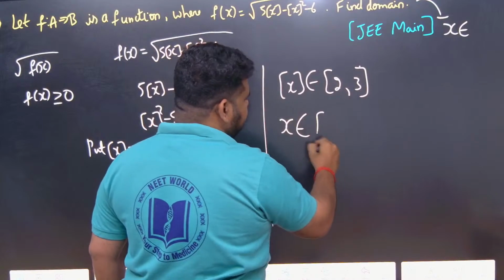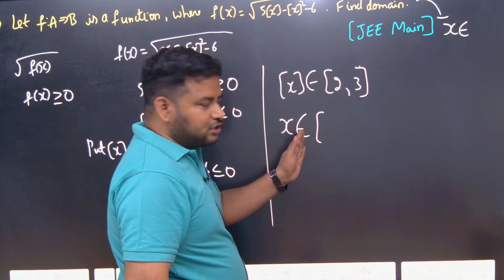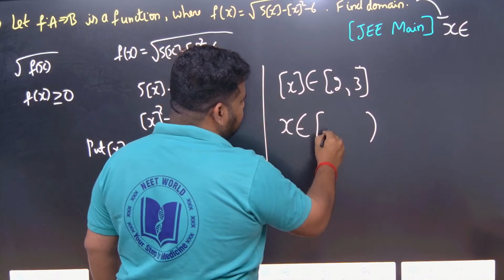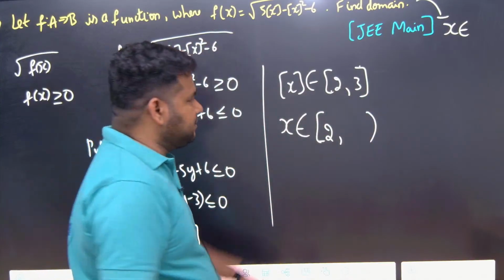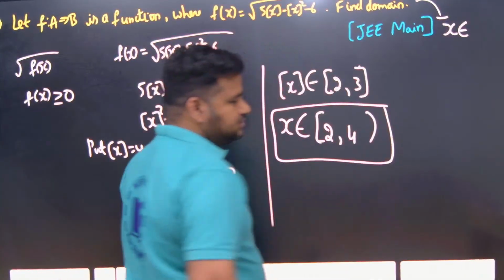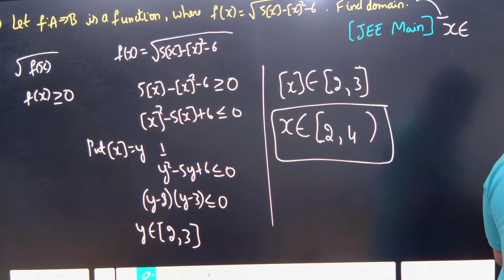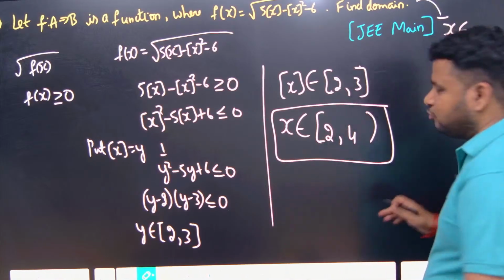X belongs to, I should always write what I told you while discussing the formula or the important results. I told you it should always be closed and open. Already closed is there, so I'll write 2. But here for 3, closed is there, I should make it open. So 3 will become 3 plus 1, that will become 4. So 2 comma 4 is the final answer, friends. Clear? You will get 2 comma 4 as the final answer.